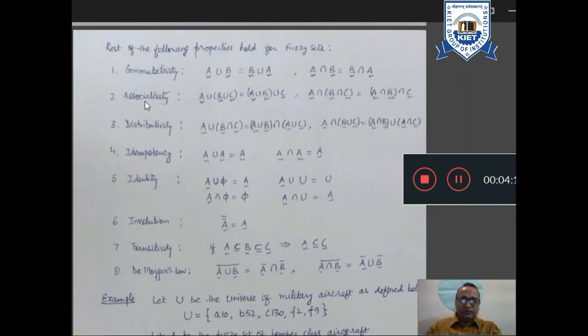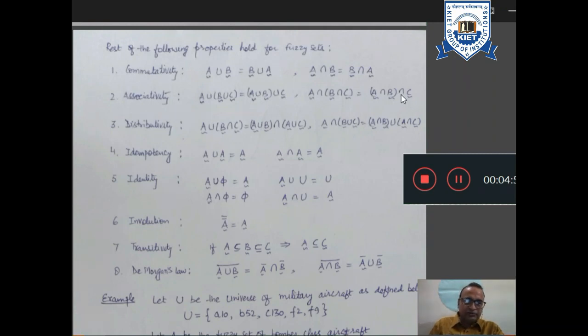Now comes the associativity property. I already told you, when dealing with the associative property, we have to keep the same sign of the operation. A union B union C is the same as A union B, then union C. If intersection is here, intersection must be in the bracket also. So A intersection B intersection C would also be equal to A intersection B, whose result is then intersected with fuzzy set C. So it also holds for the fuzzy set.